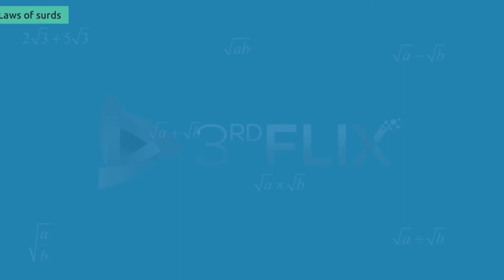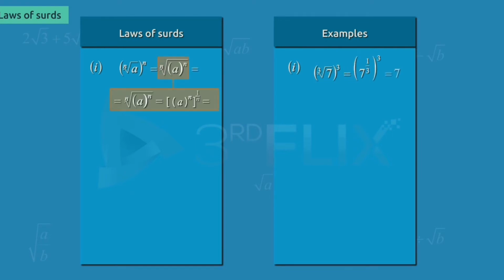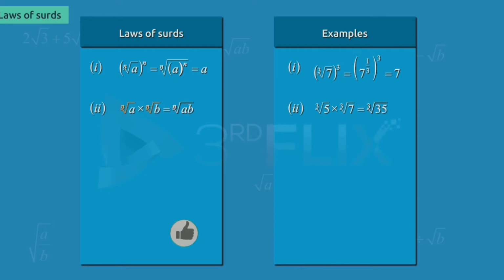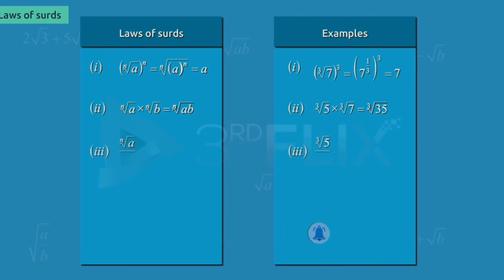Laws of surds. Nth root of a whole power n equals to nth root of a power n equals to a. Nth root of a into nth root of b equals to nth root of ab. Here, order should be the same. Nth root of a divided by nth root of b equals to nth root a by b.